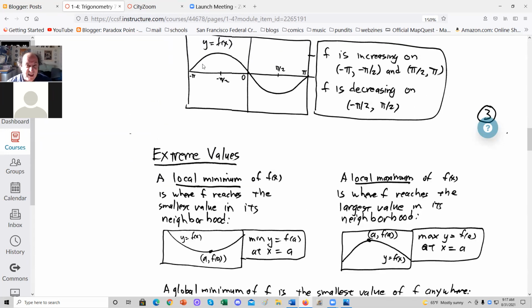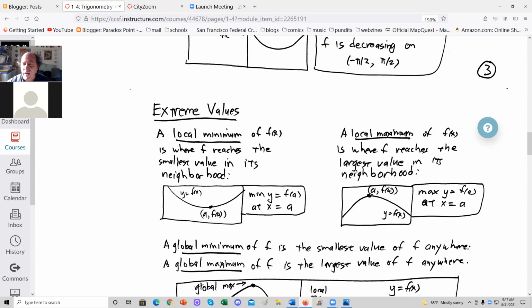Now, if something is increasing, then starts decreasing, then for a brief moment at the peak here, it's what's called a local maximum. It's the largest value in its neighborhood. So here, at the point (a, f of a), the biggest value, y equals f of a, is at x equals a.